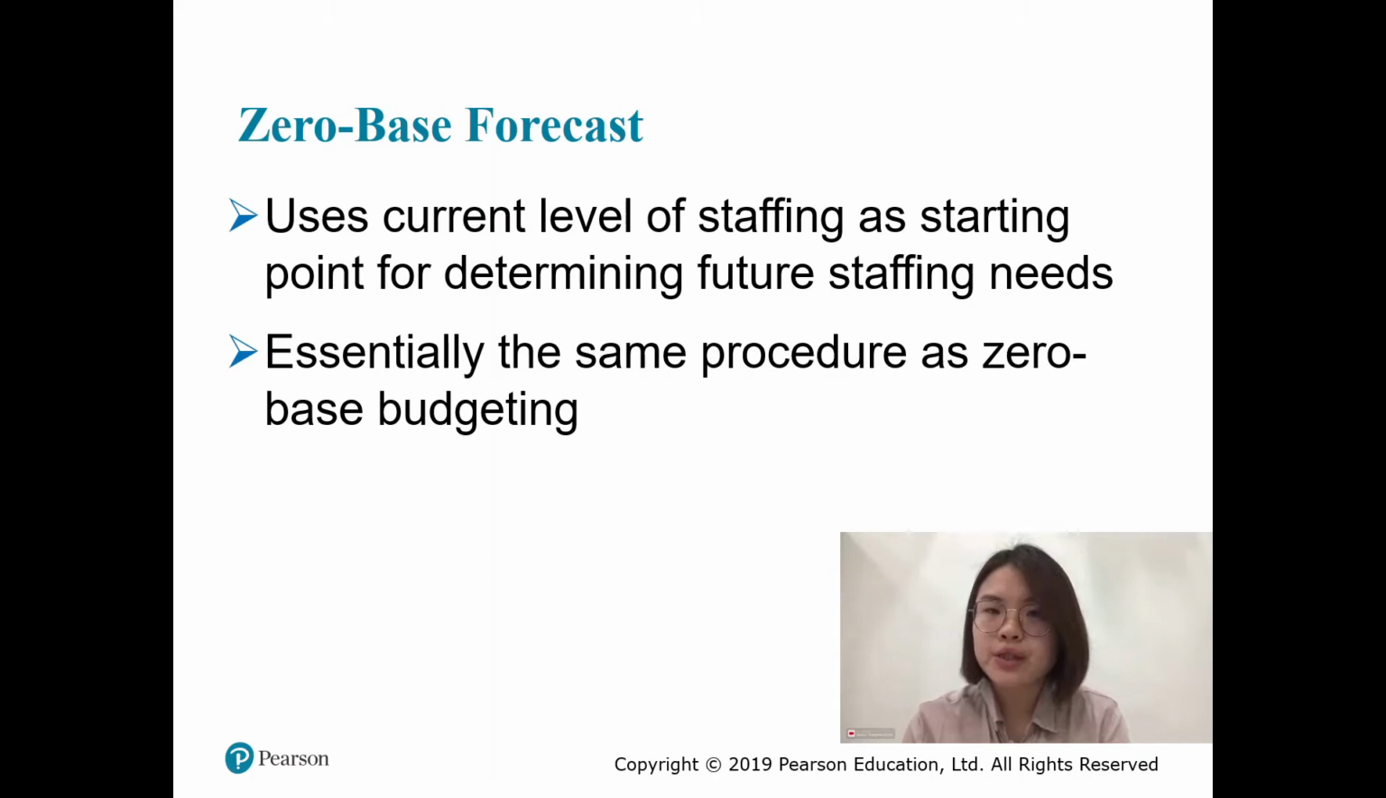Zero-based forecasting uses the current level of staffing as the starting point for determining future staffing needs. Essentially, the same procedure is used for human resource planning as for zero-based budgeting, whereby each budget must be justified again each year. If an employee retires, is fired, or leaves the firm for any reason, the position is not automatically filled. Instead, an analysis is made to determine whether the firm can justify filling it.